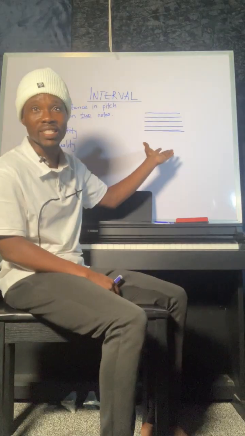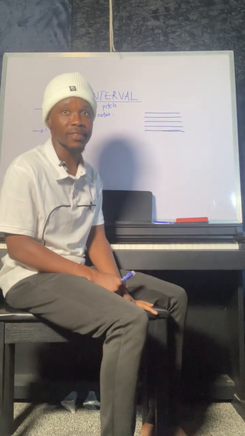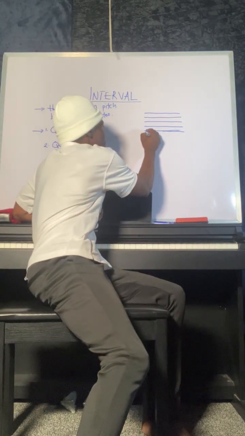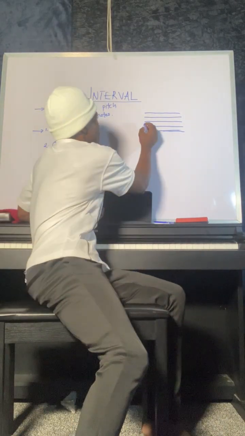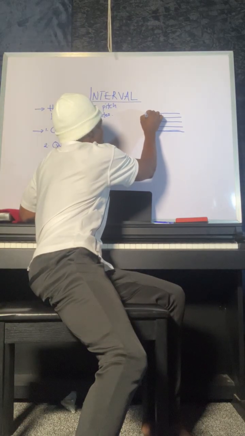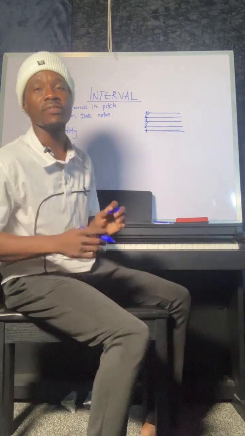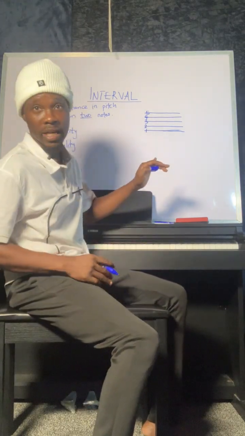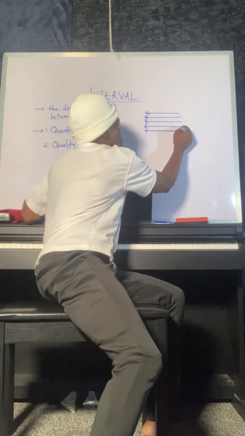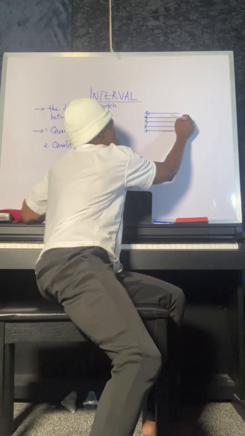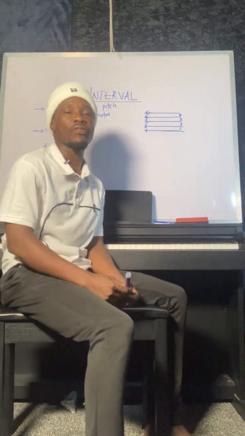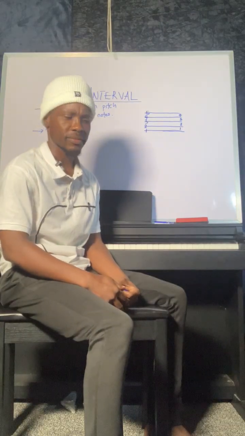The staff has 5 lines and 4 spaces. The staff is always numbered upward. So this is line 1, line 2, line 3, line 4, line 5. A staff has 5 horizontal lines. Then what about the spaces? Also space 1, space 2, space 3, space 4. So 5 lines and of course 4 spaces.